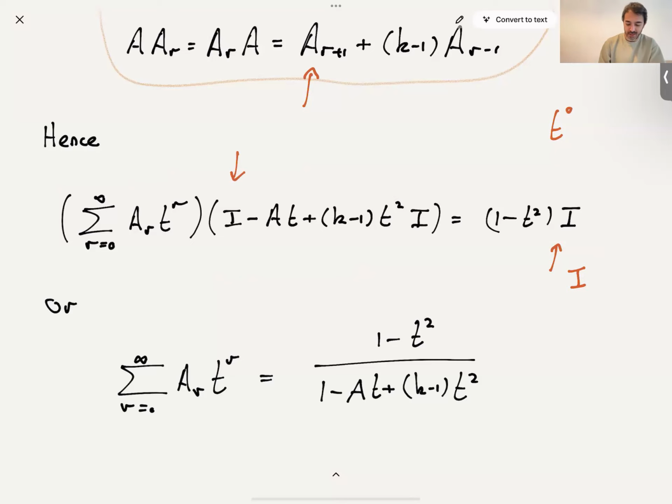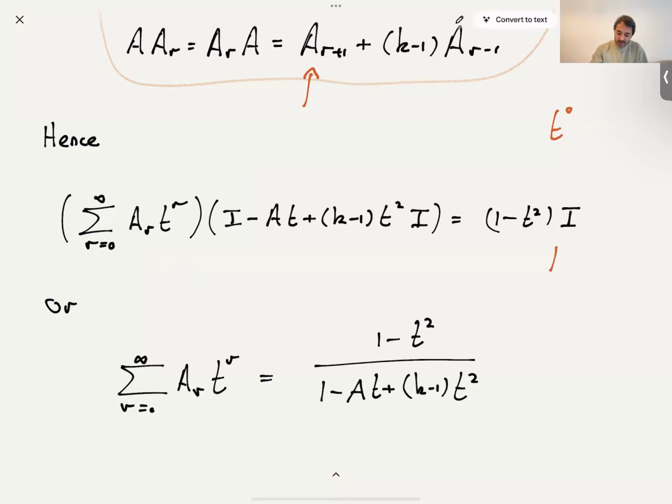And here, t to the 0 is contributed. It gives you A0, t to the 0 from here. And here you have t and t squared. So the only way to get no t's, or coefficient of t to the 0, is taking this I. And A0 is I, as we said. So the coefficient of t to the 0 is the same.